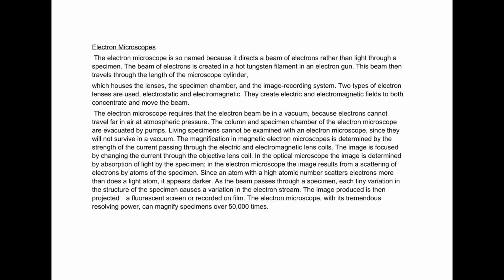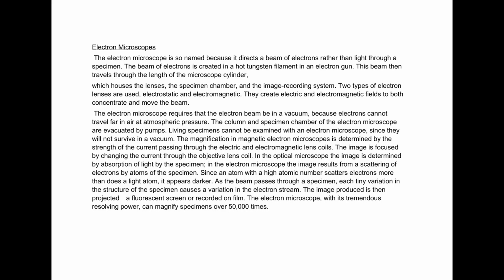image recording system. Two types of electron lenses are used, electrostatic and electromagnetic. They create electric and electromagnetic fields to both concentrate and move the beam. The electron microscope requires that the electron beam be in a vacuum, because electrons cannot travel far in air at atmospheric pressure. The column and specimen chamber of the electron microscope are evacuated by pumps.